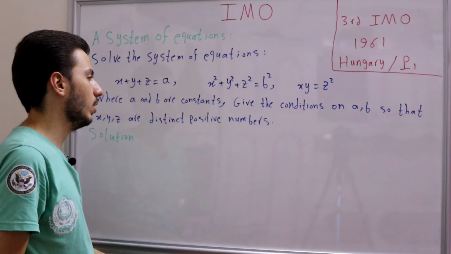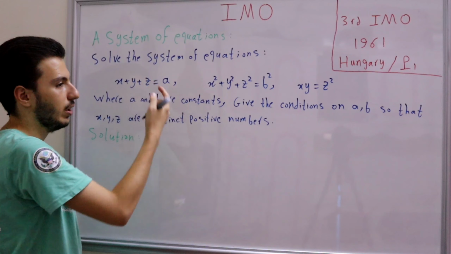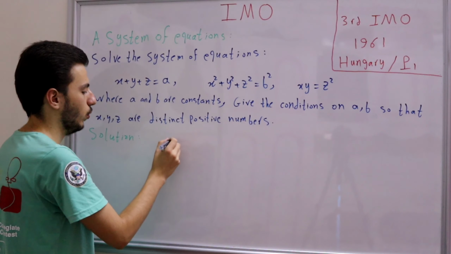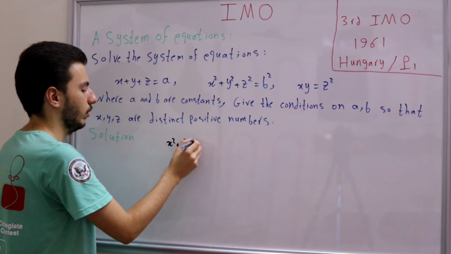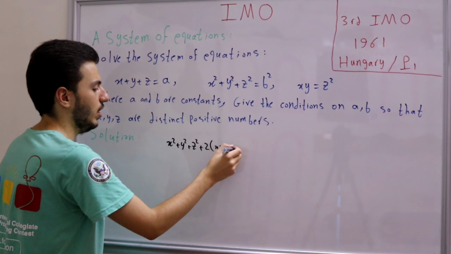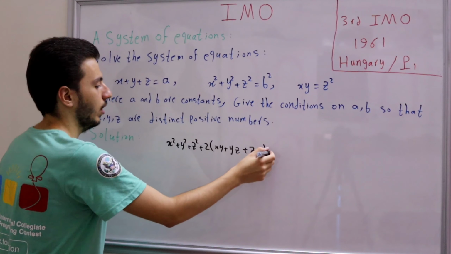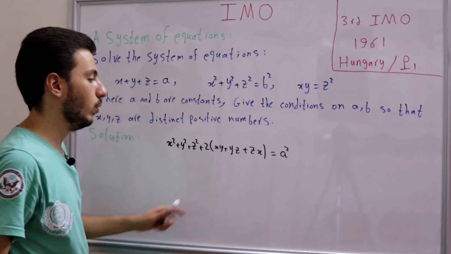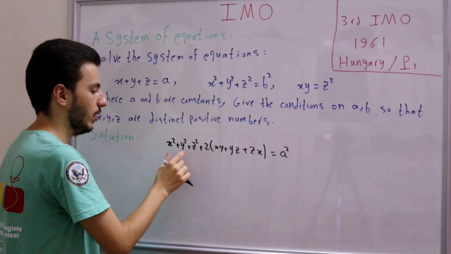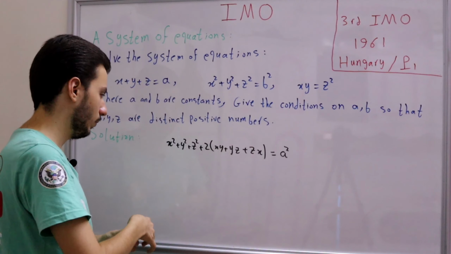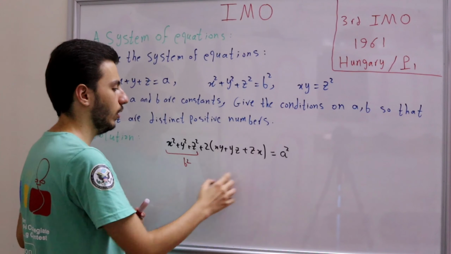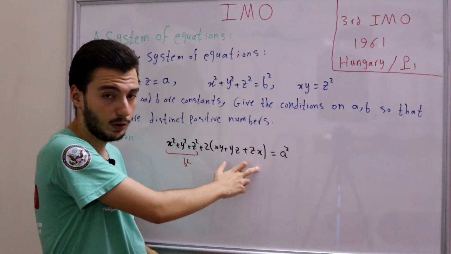First of all, what we will do is simple. We'll just take the first equation and square it. If we square the first equation, we'll get x squared plus y squared plus z squared plus 2 times (xy plus yz plus zx), and that is equal to a squared. Okay, so now what is this? Well, this is b squared. Great. So here we have b squared, a squared. So now we know the value of xy plus yz plus zx.